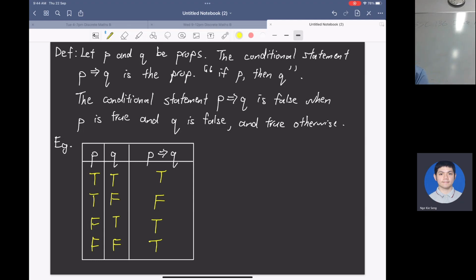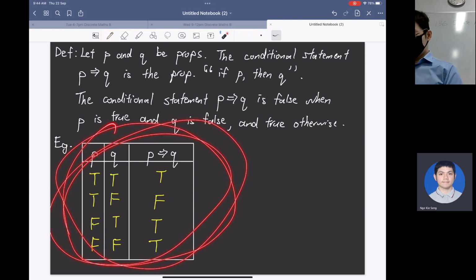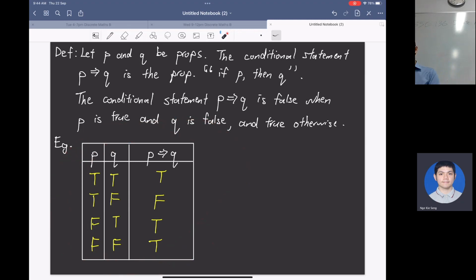Let us examine this truth table closely. If true implies true, this statement is true. But true things cannot imply a false statement, so that one is false. But a false statement can imply anything. So false implies true is true, and false implies false is also true. So a false statement can imply anything; there is no content about a false statement.